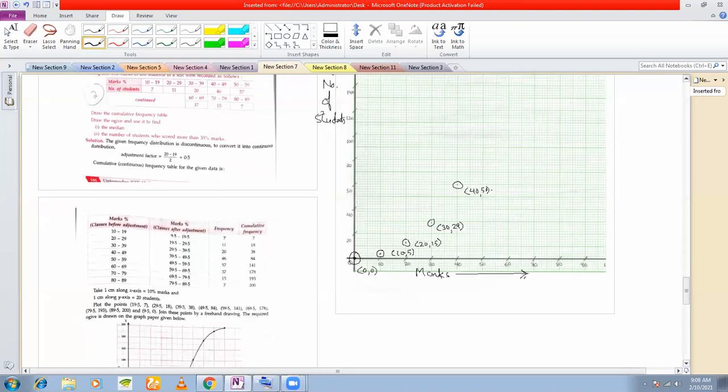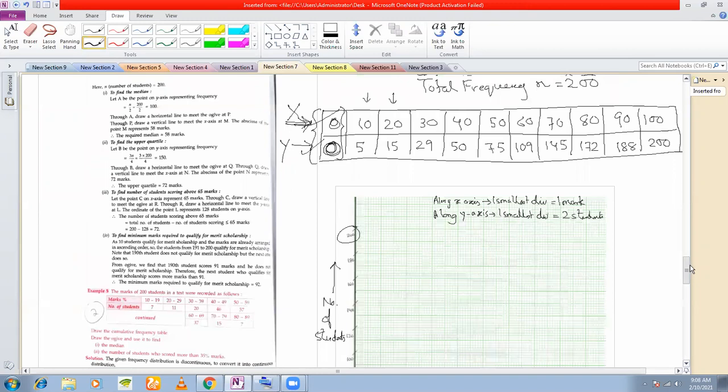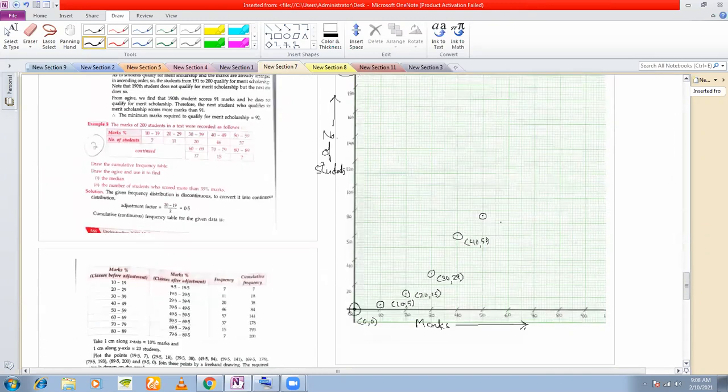The next is 50, 75. So 50 you have here. You move, this is your 80. So 75 should be somewhere over here, 2.5 divisions below 80. So this should be your 50, 75.